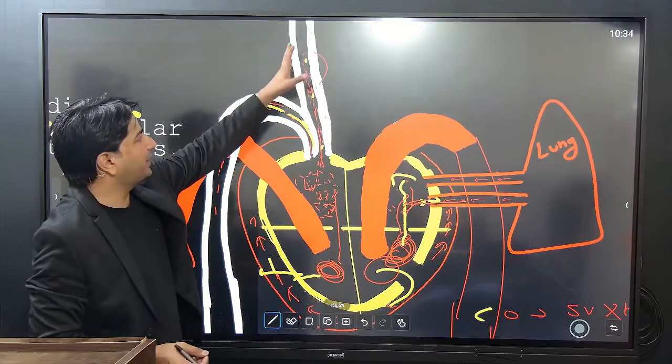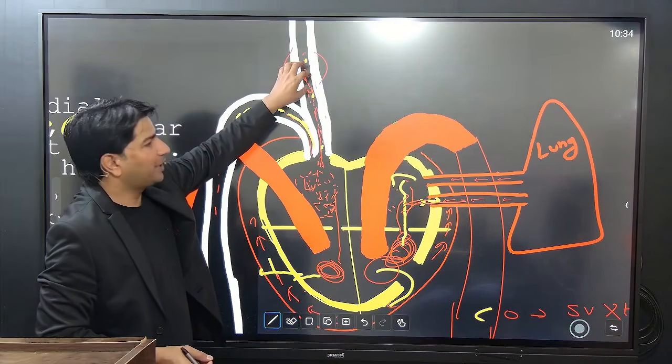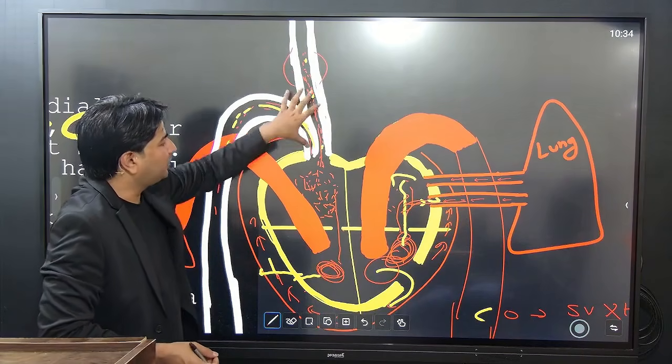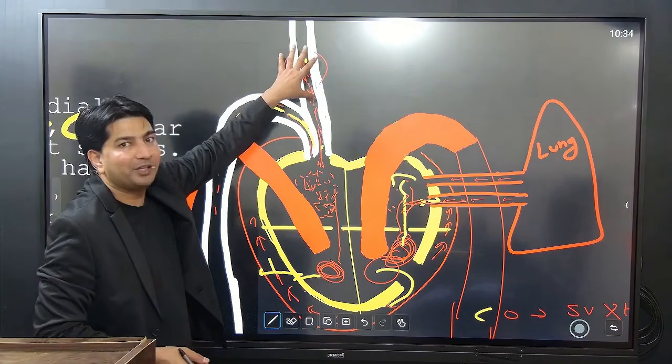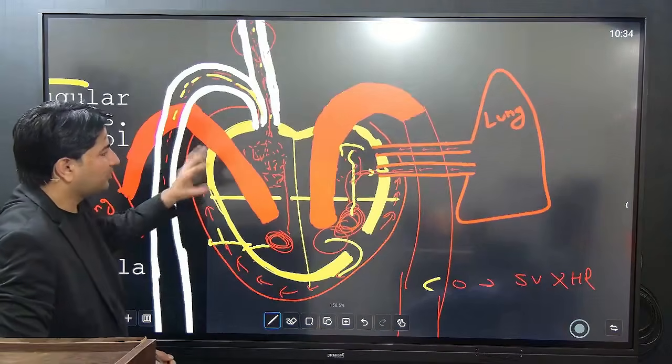This blood here, if it's not moving forward, it means it's pooling in the atrium and backing up into the jugular vein. There's backward movement, so it dilates here. Blood is also coming from above, and it's not moving forward from here, meaning the jugular vein is also distended. So those are two symptoms.